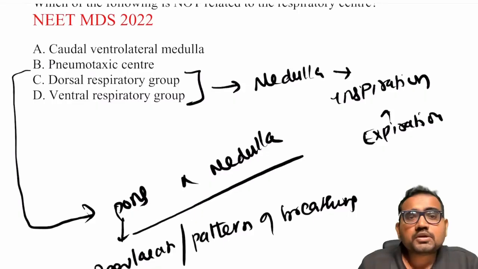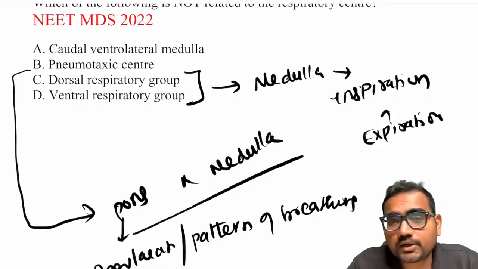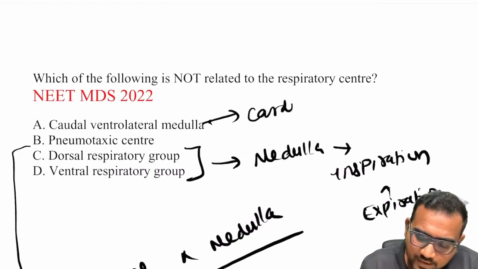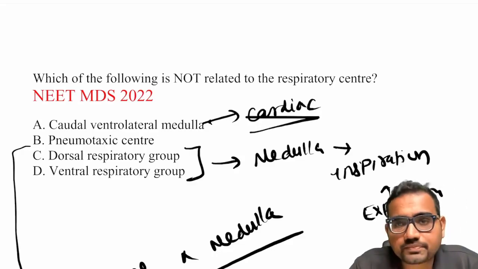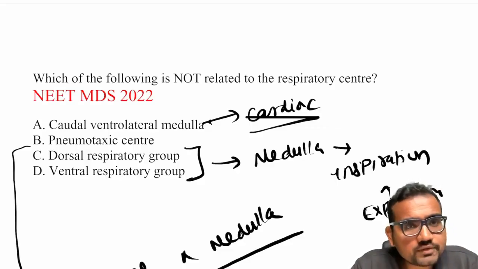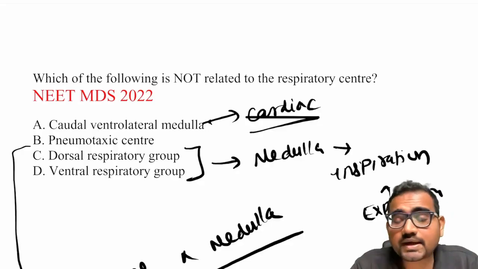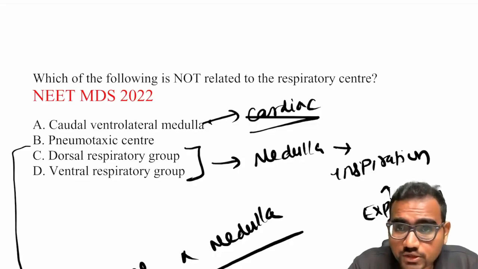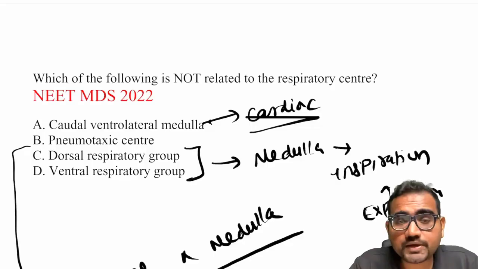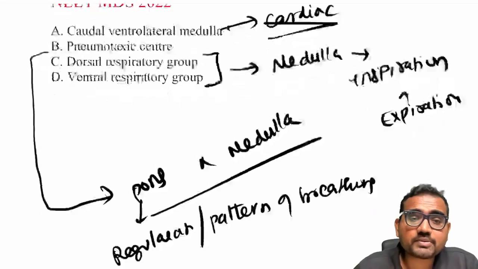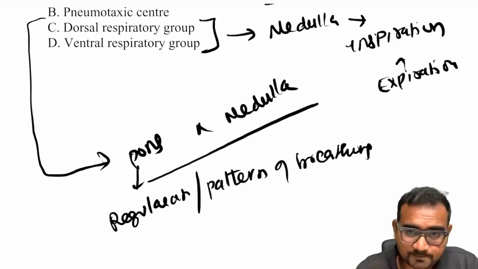Whereas the caudal ventrolateral medulla regulates the cardiac function, and is not related to respiratory centers. So which of the following is not related to the respiratory center? It's the caudal ventrolateral medulla, because it controls the cardiac regulation and not the respiratory. The respiratory centers are located in the pons and the medulla. The dorsal and the ventral respiratory groups control the inspiration and the expiration. The pneumotaxic center is located in the pons, and it regulates the pattern of breathing.